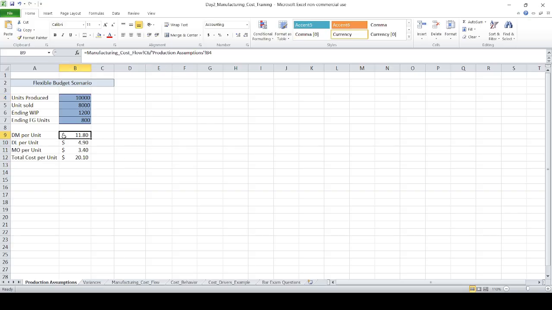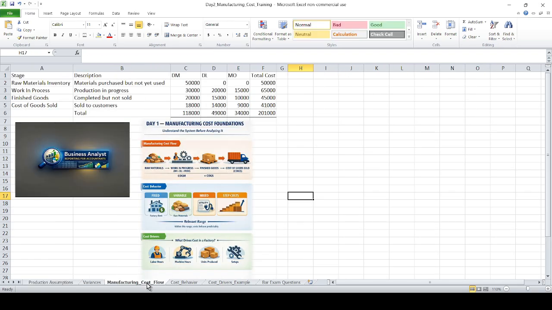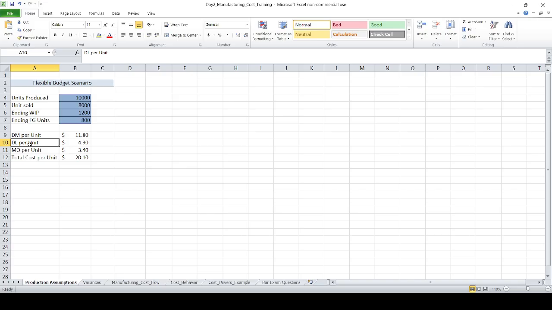So what we did here was we took from the manufacturing cost flow this number, but we didn't use raw materials because this hasn't been used yet. So we used the 68,000. And then we used this and this for each of the direct materials, direct labor, and machine overhead. So we took that amount, which was from the manufacturing cost flow sheet, that was 68,000, and then we divided it by the units produced, which is 10,000.